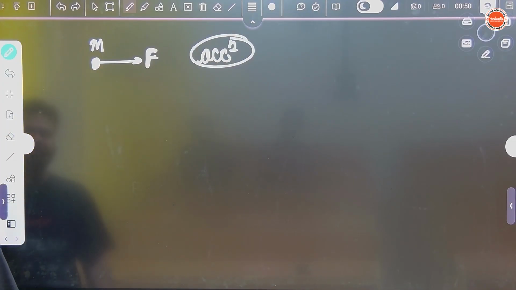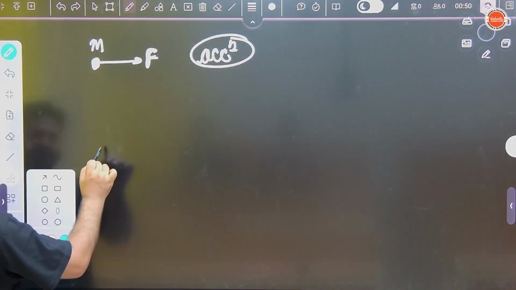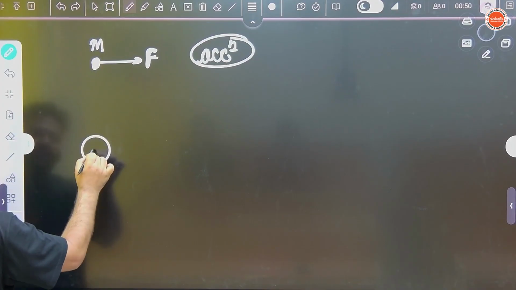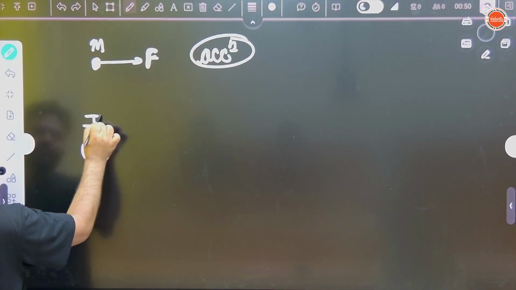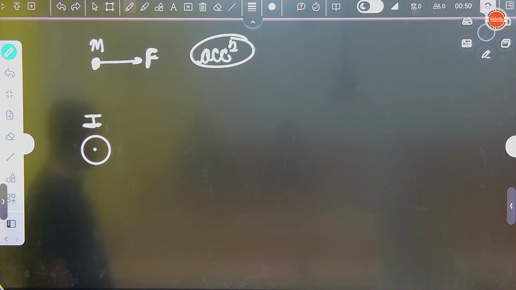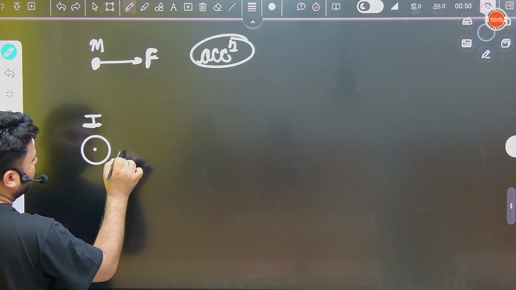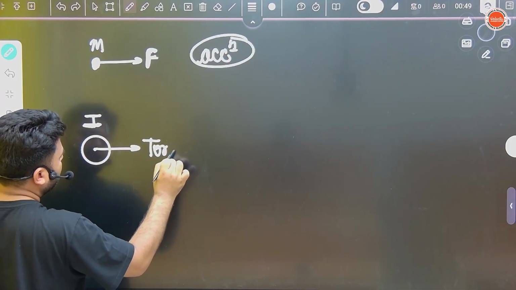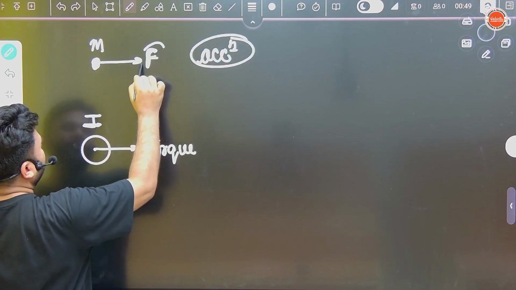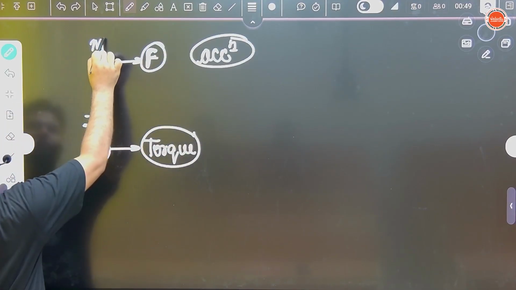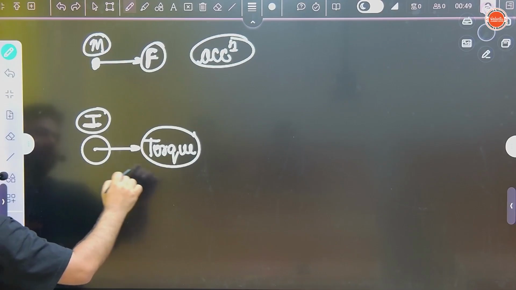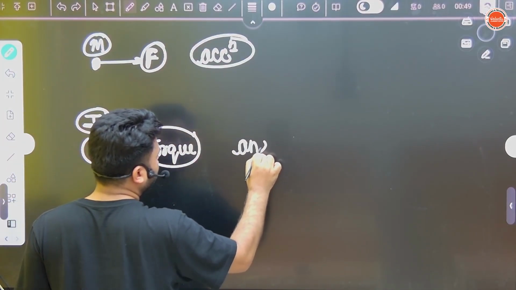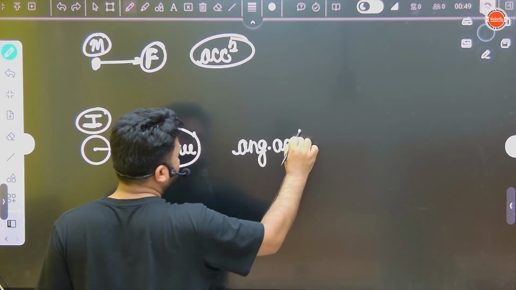Similarly, in rotation, what happens? Suppose there is any object, it will have, like mass, it will have moment of inertia, I, moment of inertia. When we apply torque, suppose we apply torque, so force is replaced by torque. Mass is replaced by moment of inertia. So, like it is having acceleration, here you will get angular acceleration, alpha.